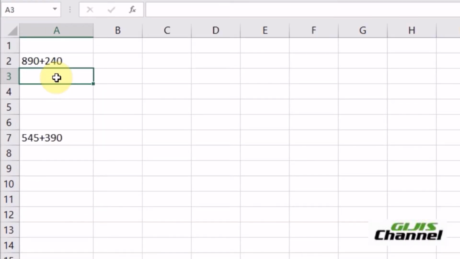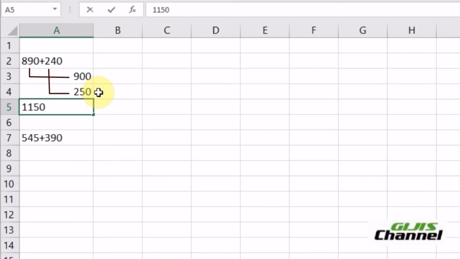So here I have 890 plus 240. The first thing we can do here is round up. So 890 we can round up to 900, and 240 we can round up to 250. Now we know the answer: 900 plus 250, that's 1150. But that is not the final answer.